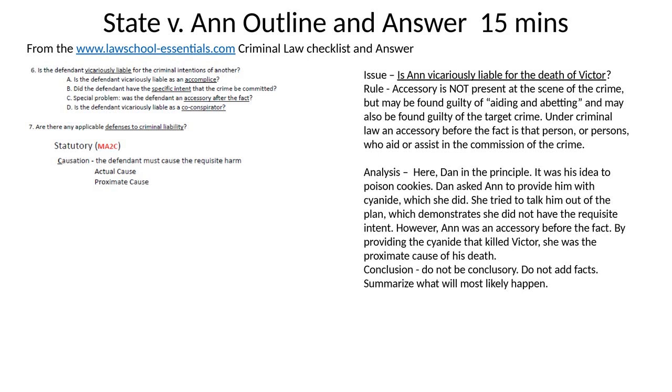However, she went and got it and gave it to him. So that was the proximate cause. There's a nexus there. It's the proximate cause of Victor's death, and so you conclude. And that was pretty much a racehorse criminal law. You gotta know this checklist by heart. You gotta know these legal rules, black letter law by heart.